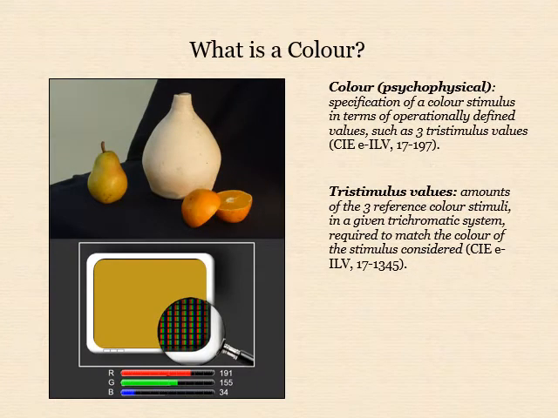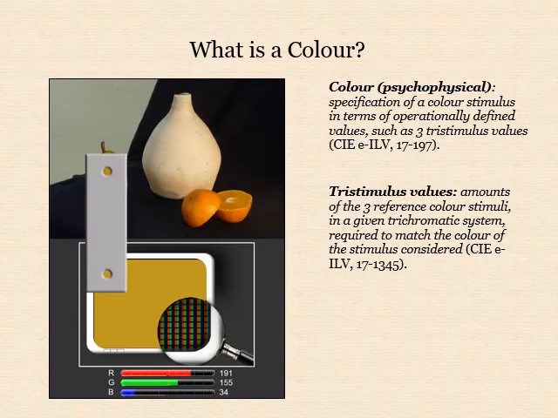To understand the concepts of psychophysical colour and tristimulus values, consider your computer screen, which is after all a device for generating light with varying long wavelength, or R, middle wavelength, or G, and short wavelength, or B, components. Imagine viewing your computer screen alongside various areas of your room and matching the light coming from each area by adjusting the amounts of the R, G, and B lights on your screen.